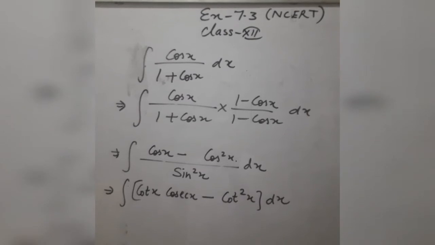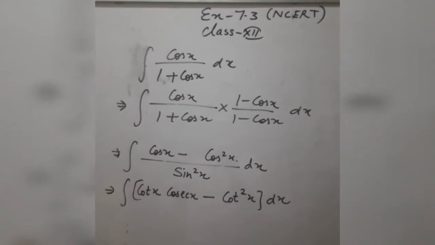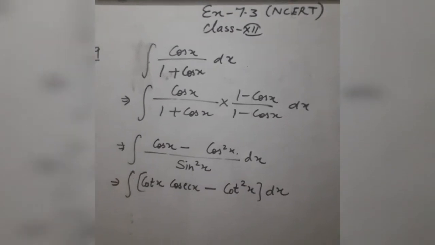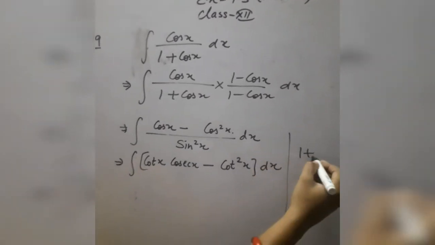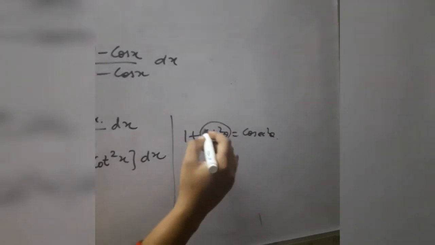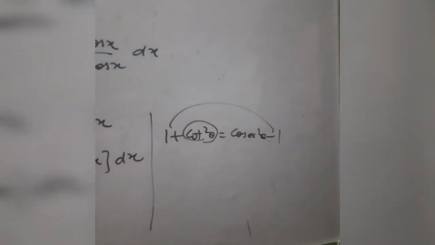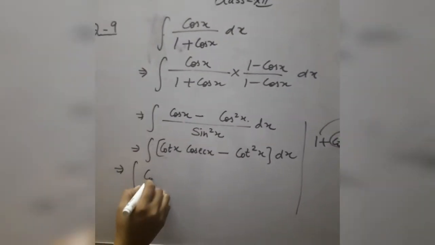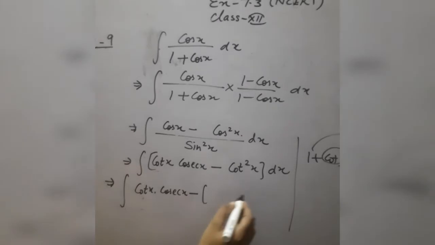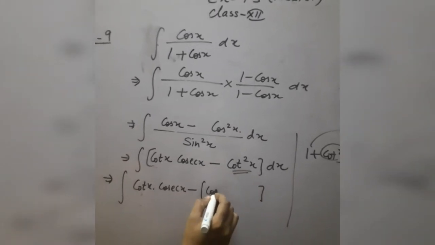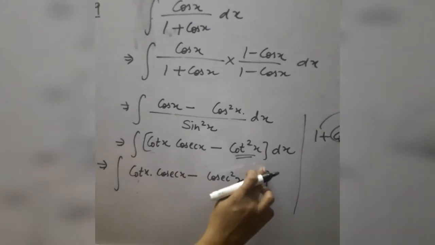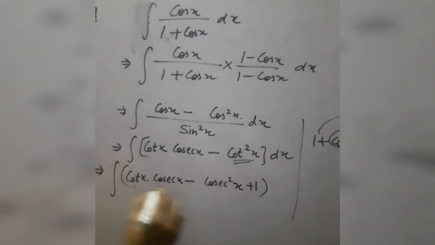Now we will integrate these two terms. We don't know the integration of cot square, just like tangent square, but again one trigonometric identity is there: 1 plus cot square theta is equal to cosecant square theta. So cot square can be written as cosecant square minus 1. Write down cot x into cosecant x as it is. In place of cot square x, write down cosecant square x minus 1, and when you remove this bracket, this minus 1 changes into plus 1.